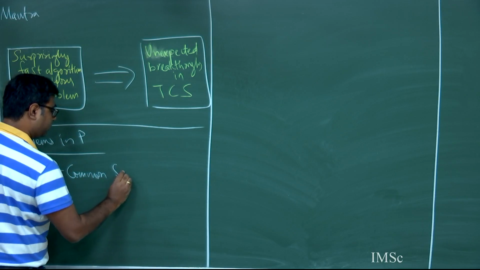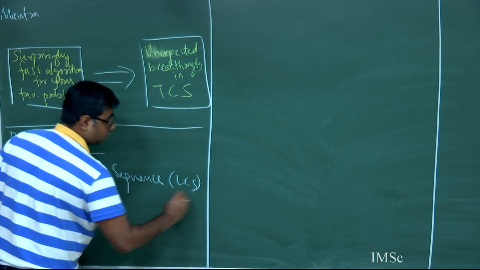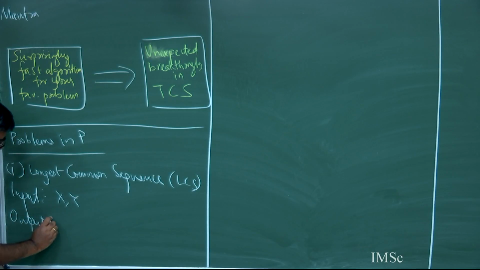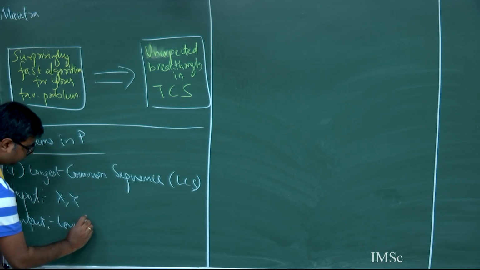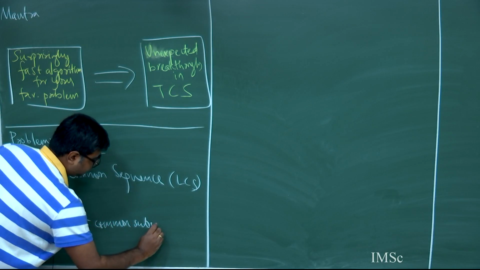Have you heard of this problem? Longest common subsequence, LCS, right? What is the input? The input is two strings over some fixed alphabet, say binary, okay? So the alphabet is fixed. The input is two strings X and Y over some alphabet, and what is the output? The longest common subsequence.